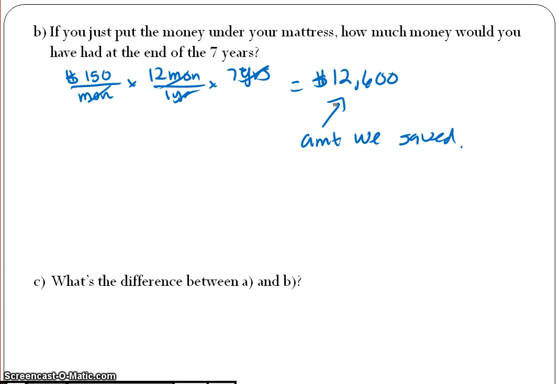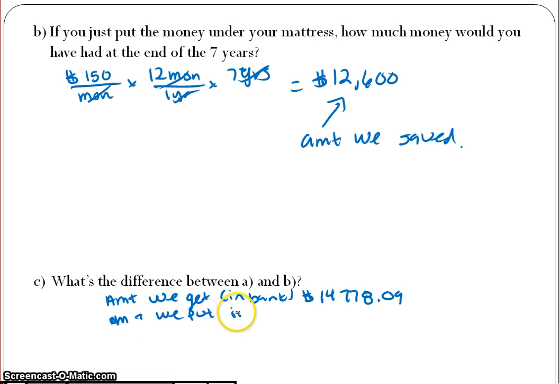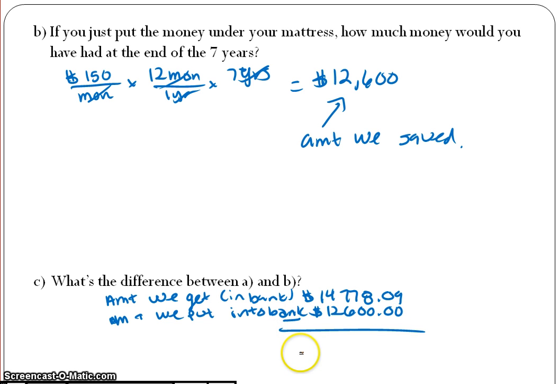Okay, so that's how much money we put into the bank. But in part A, we said that we got $14,778.09. So what's the difference? Okay, so the amount we get in the bank is $14,778.09, and then the amount we put into the bank was $12,600. So the difference when we subtract is $2,178.09, and all of that is in interest.